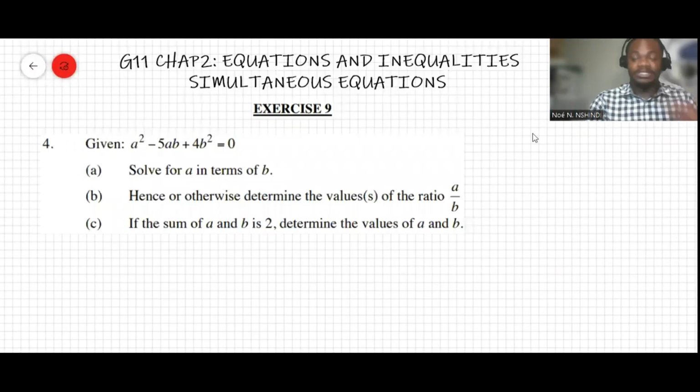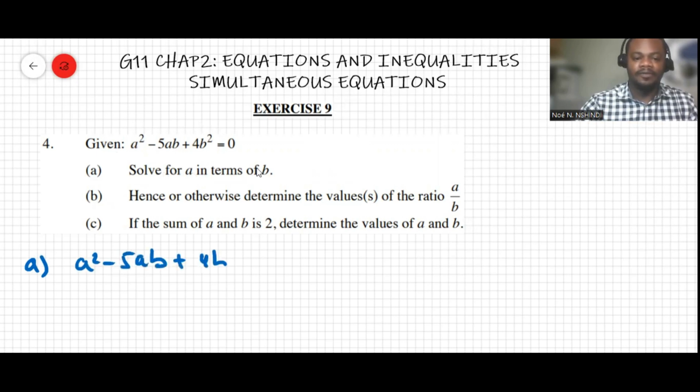Well, we're still doing simultaneous equations, and then exercise 9, question 4 here says a squared minus 5ab plus 4b squared equals 0. And the question says solve for a in terms of b. Okay. Looking at this equation, a squared minus 5ab plus 4b squared equals 0.